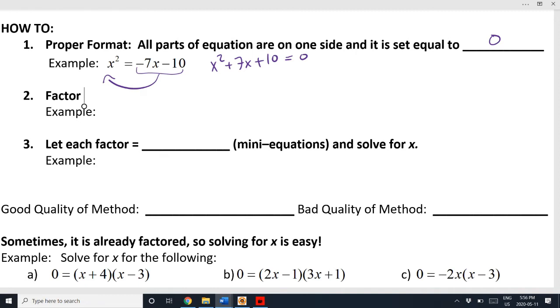Number 2, factor. So this is just the same factoring that we've been doing before. We want to think of two numbers that multiply to a times c, which in this case is 10, and add up to b, and that would be 7. Can you think of two numbers that add up to 7 but multiply to 10? That's right, 5 and 2. Because this is a simple trinomial, we can go straight to our factor brackets. We don't have to do decomposition or anything like that. So we have x plus 5 and x plus 2 is equal to 0.